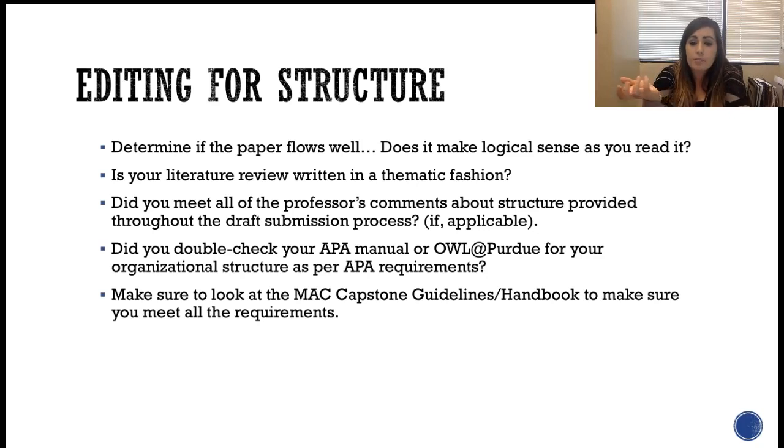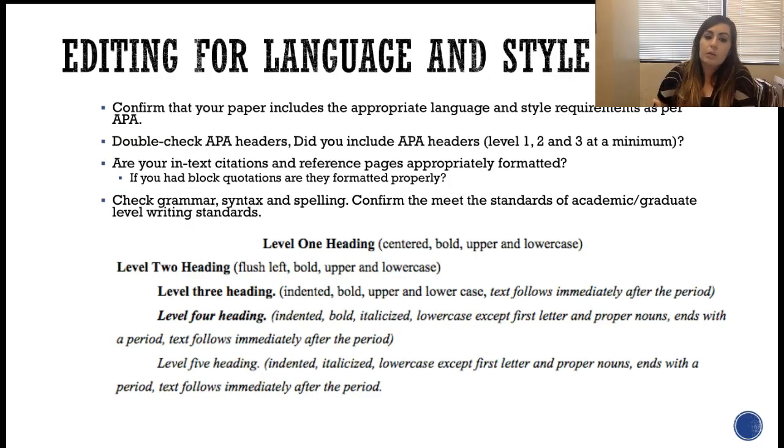Make sure to look at your MAC Capstones Guidelines and Handbook that was handed out at our very first meeting when we met to go over everything before the course started. You need to make sure it meets all of those requirements. So the structure is looking at the organizational feel and flow of the paper. The editing for language and style deals with more looking at the nuances, the grammar, and the actual content that you've read. So structure is the overall broad macro perspective of the paper, and the editing for language and style is more of the micro and more intimate perspective of your paper.